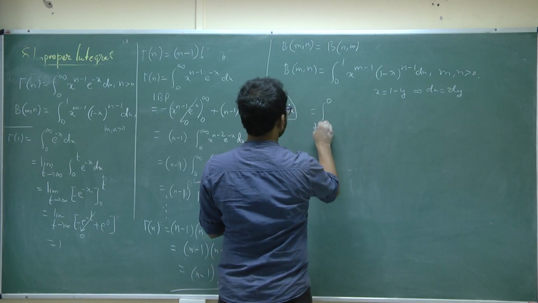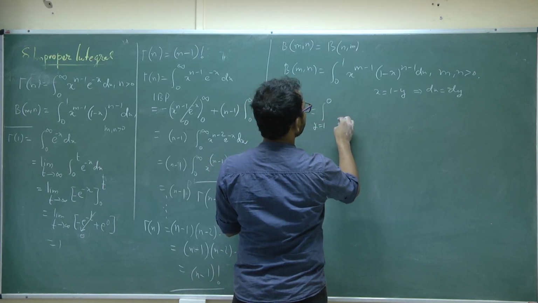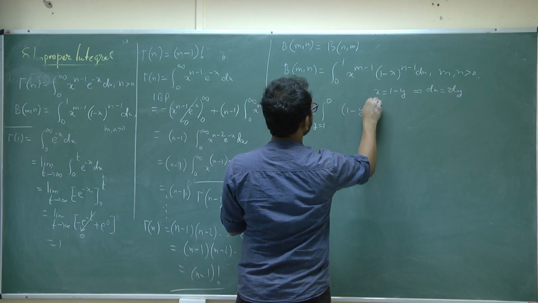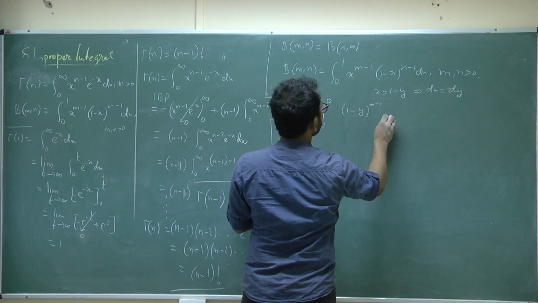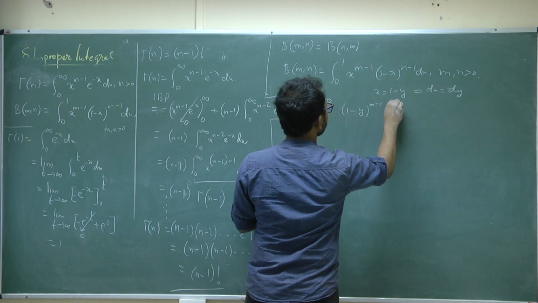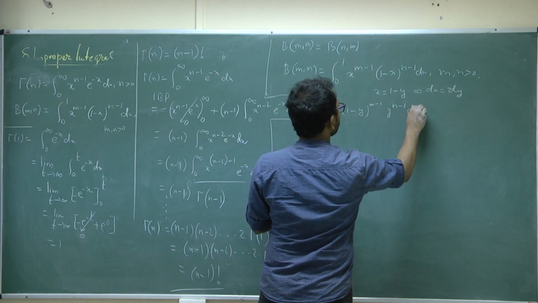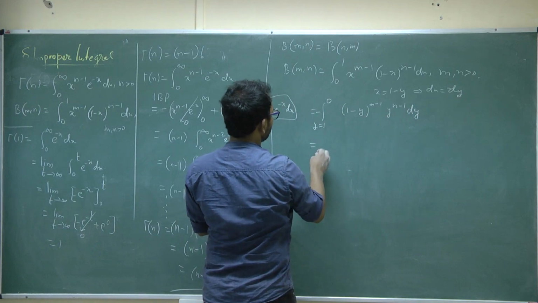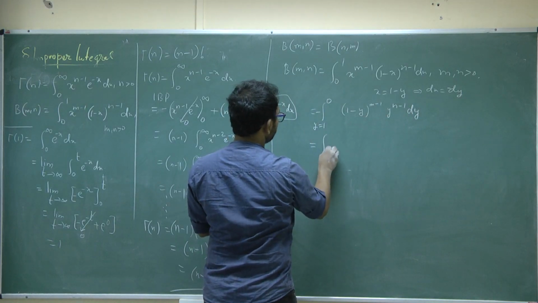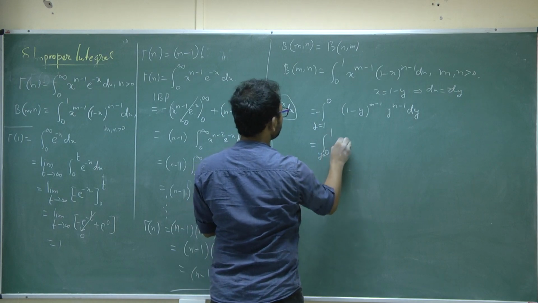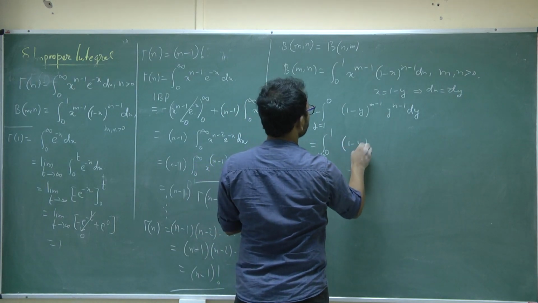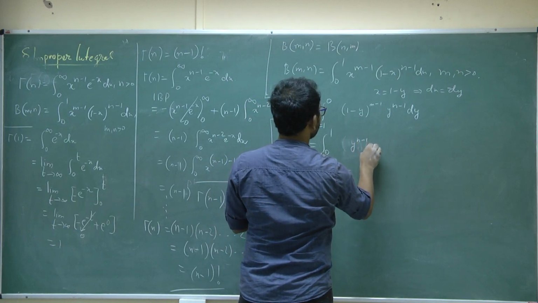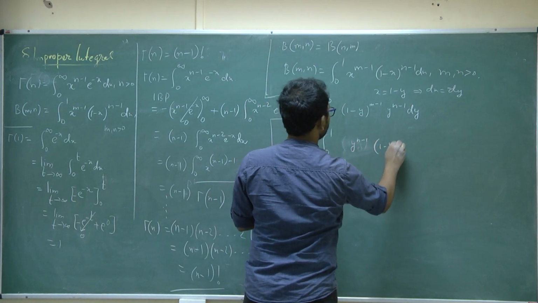Better to write y here. Then x is 1 minus y. So this will become (1 minus y) to the power m minus 1, and this will be y to the power n minus 1 d of y, and I will put the negative sign here. So I can interchange the integral, and therefore this will be y running from 0 to 1, y to the power n minus 1 times (1 minus y) to the power m minus 1 d of y.